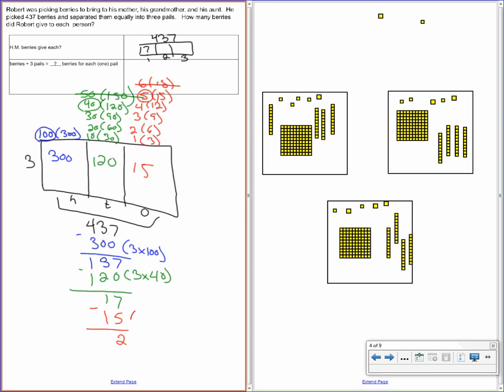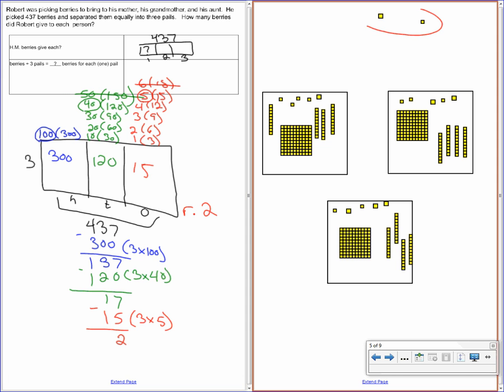Subtract, I get a 2. Oh, remember that 15 is 3 times 5. I have 2 left. That 2 is going to go right here. Remainder 2. Okay, so this right here is our remainder.